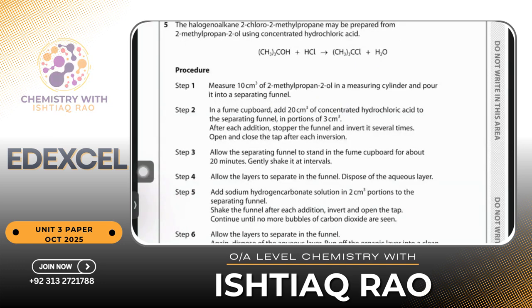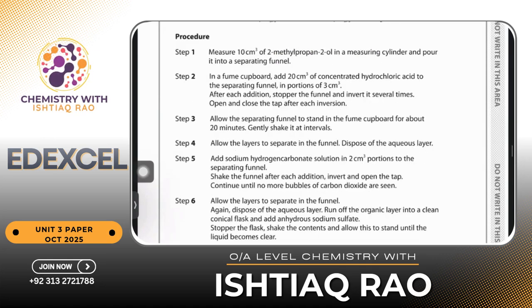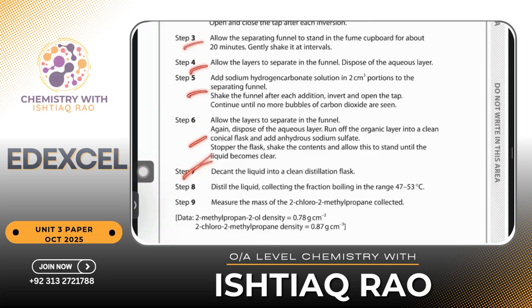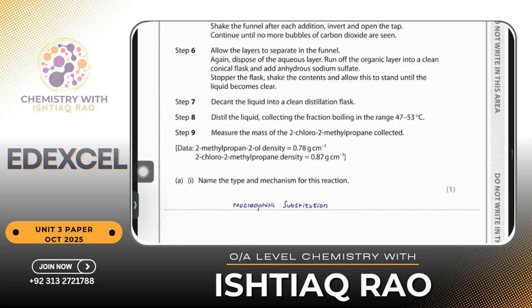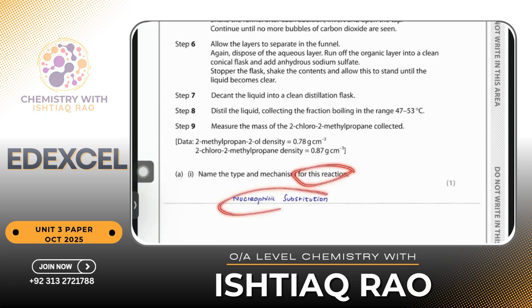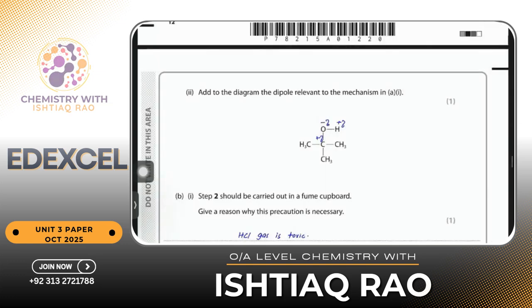Question 5, they are saying, okay, the halogenoalkane 2-chloro-2-methylpropane may be prepared from 2-methylpropan-2-ol, alcohol to halogenoalkane. Name the type and mechanism of this reaction. Of course, it's a nucleophilic substitution. It's a nucleophilic substitution.